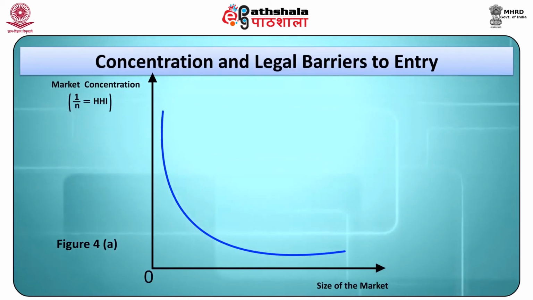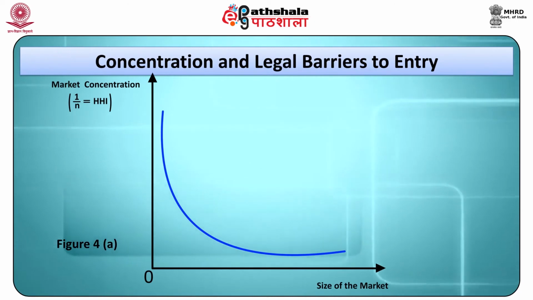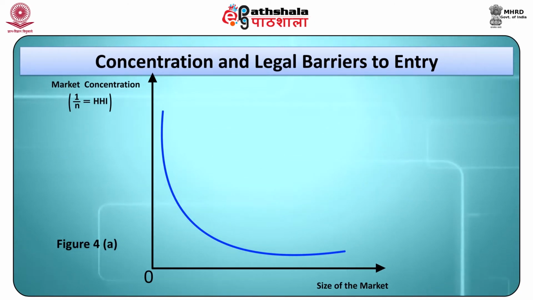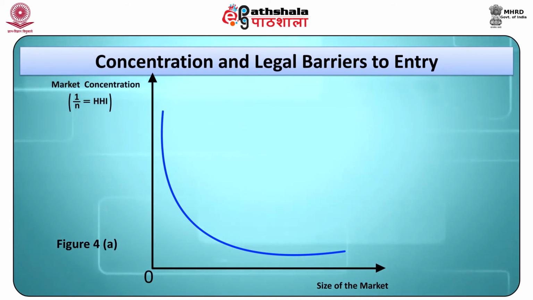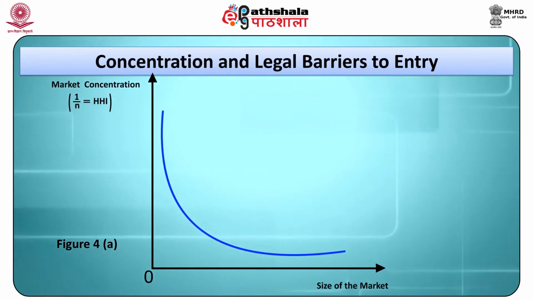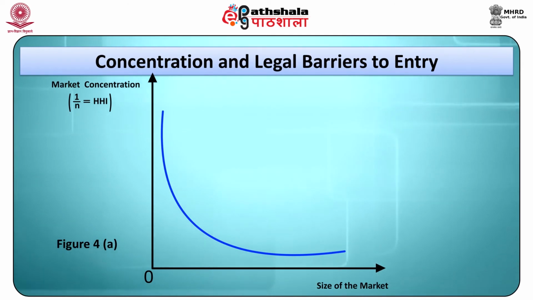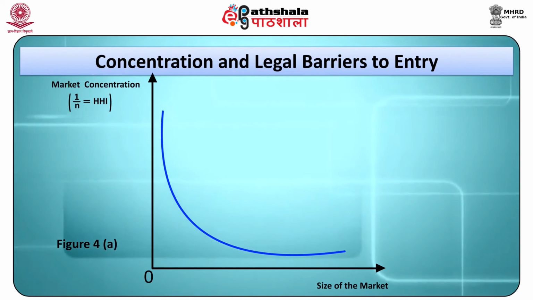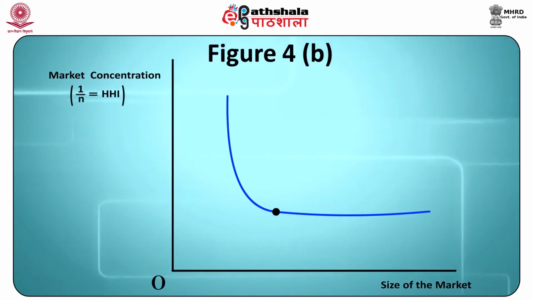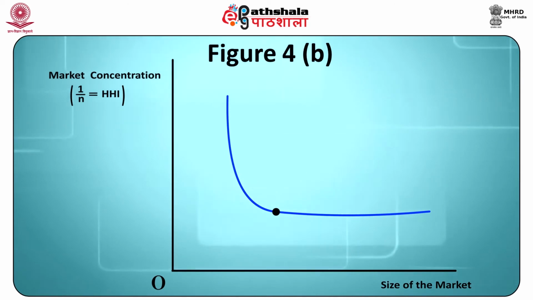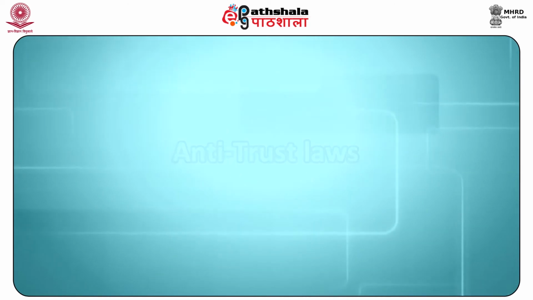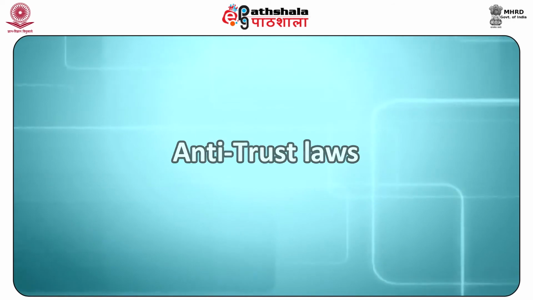These important conclusions of Sutton's limit theorem can be shown geometrically as follows, in figures 4a and 4b. Figure 4a corresponds to the case of exogenous sunk cost, when concentration converges to 0 as market size increases, while figure 4b corresponds to endogenous sunk cost, when concentration converges to a number above 0.